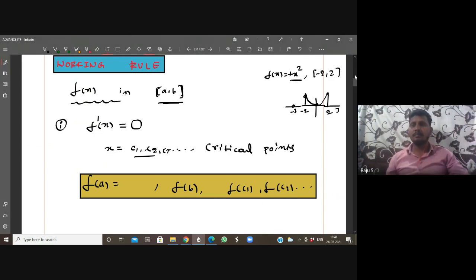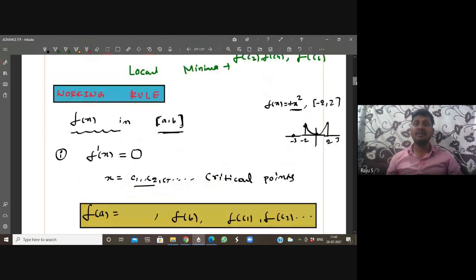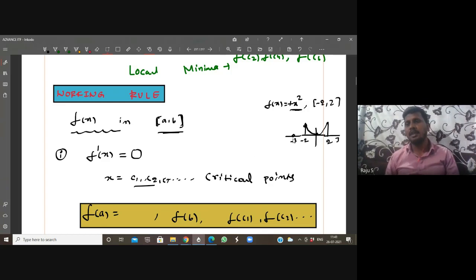Okay, simple first method. This is with the help of the first derivative test when they give the interval. When they give an interval, you can do this. When they do not give any interval, we can go for the second derivative test. That I'll explain with some examples also.